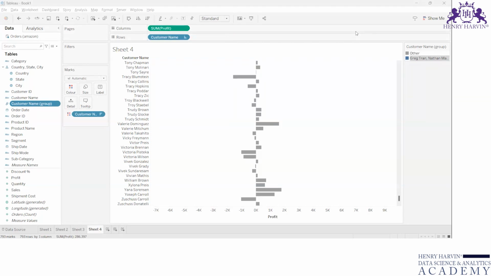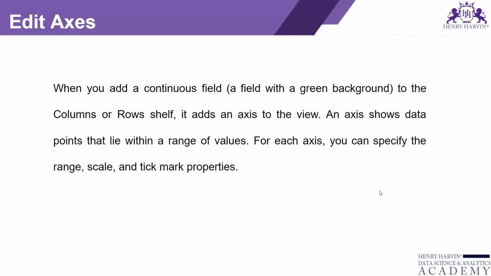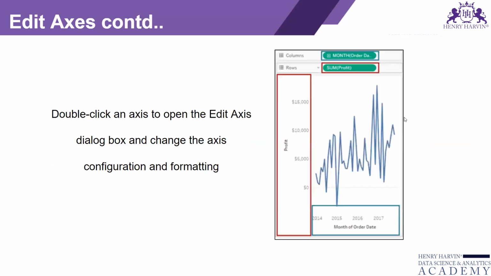When you add a continuous field to the columns or rows shelf, it adds an axis to the view. An axis shows data points that lie within a range of values. For each axis, you can specify the range, scale, and tick mark properties. See here, this is one of my axes. This profit is one axis. This is my y axis, and the month of order date is my x axis.